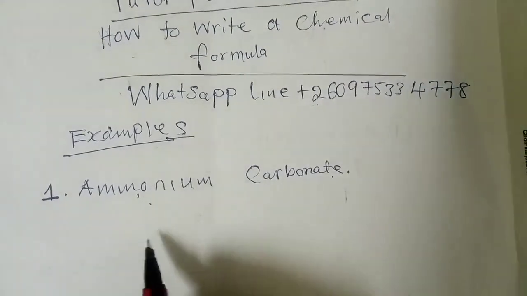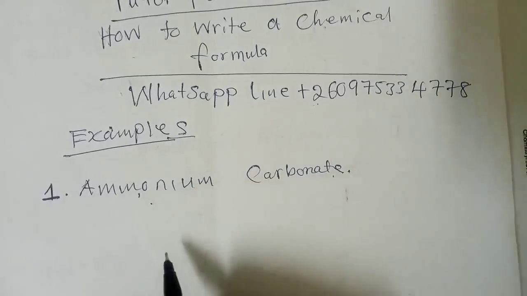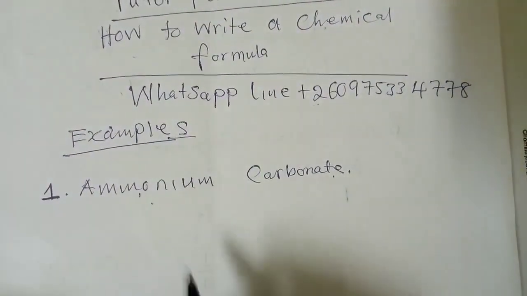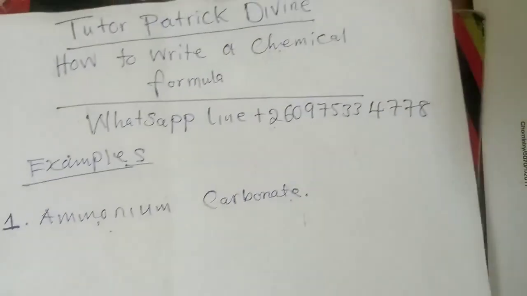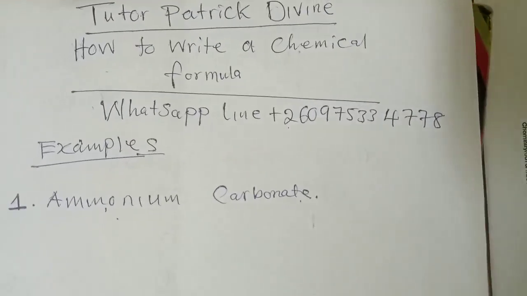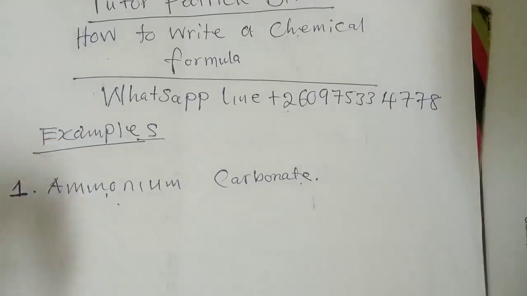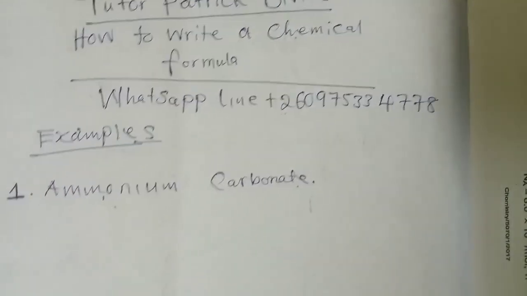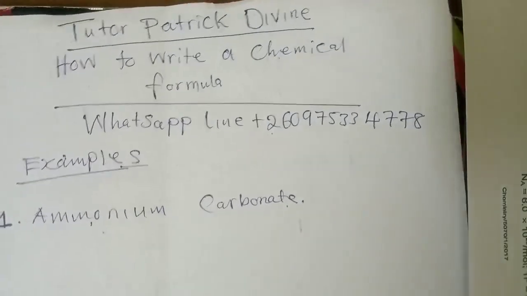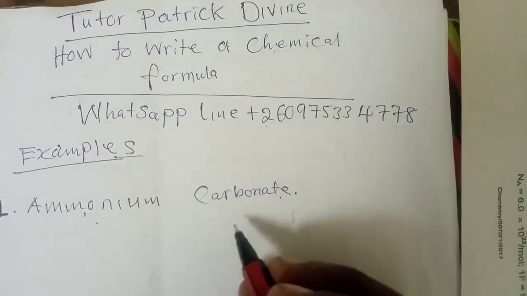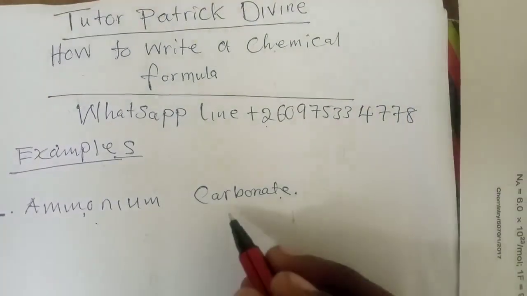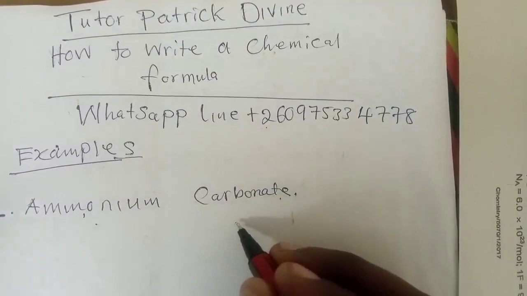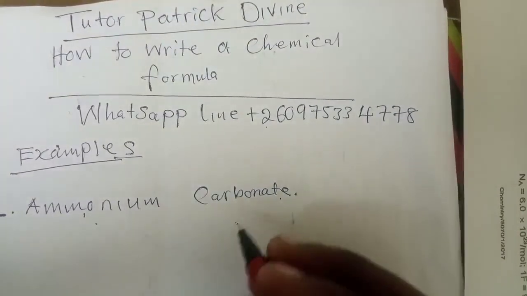We need to know their valence numbers, and we talked about the valence numbers in the previous videos. If you miss this, it will be difficult for you during your exams. You need to know how to make a chemical formula before you write an exam. We said that carbonate has a valence of 2.